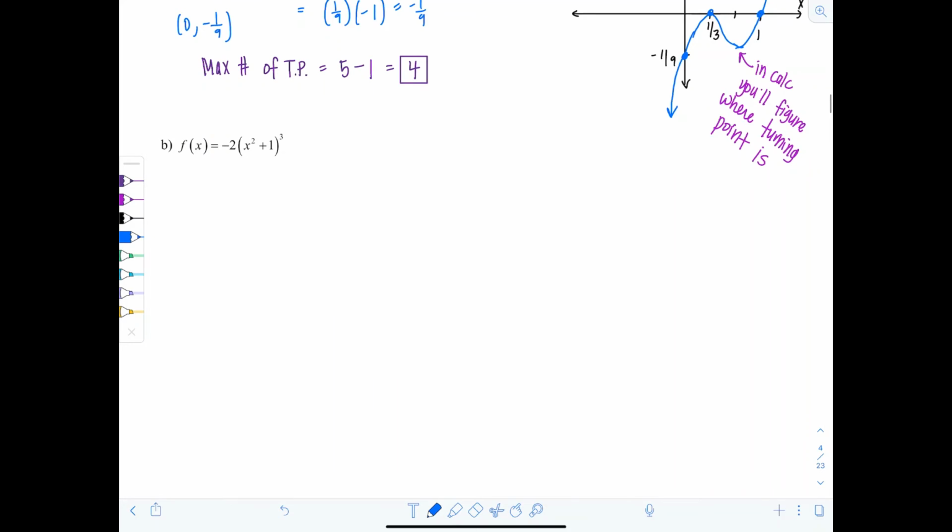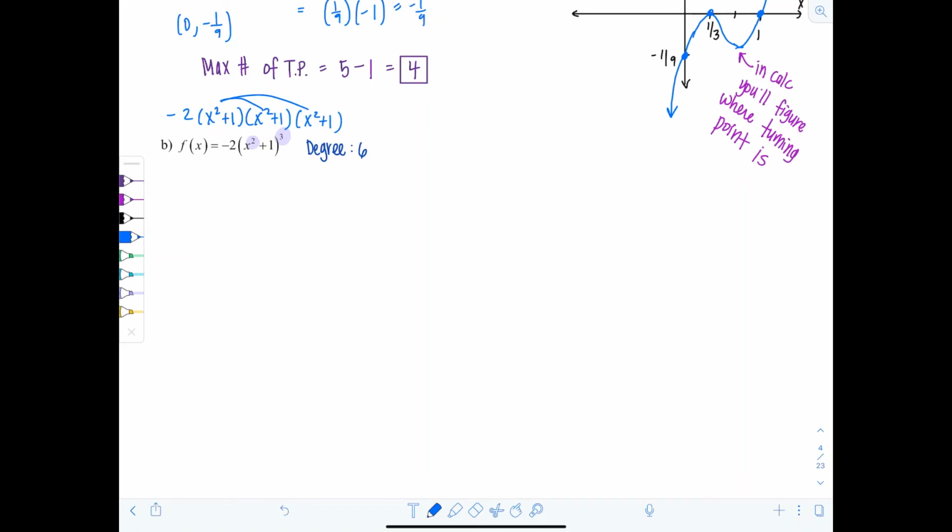This time we have f of x equals -2 times x squared plus 1, cubed. Ooh, okay. So what's the degree on this guy? This is a little funky. The degree is actually 6 because notice here we have x squared and then that's cubed. So don't multiply it out. Please don't multiply it out. It's x squared plus 1 times x squared plus 1 times x squared plus 1, right? With a -2 sitting in front. So you could see this would give you x to the 6th if you were to multiply it all out.